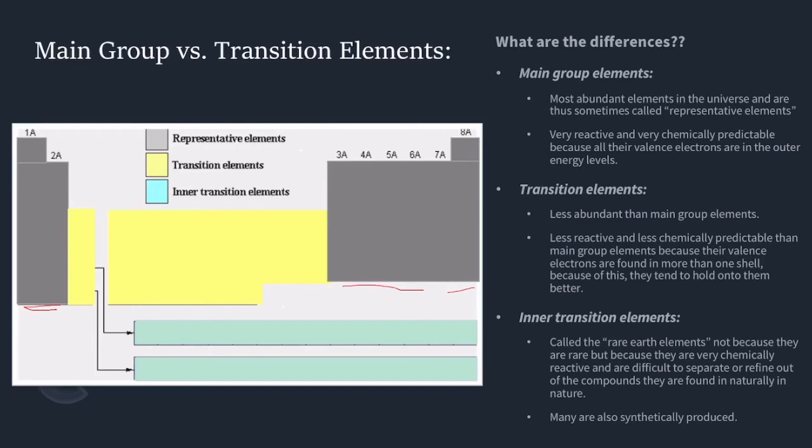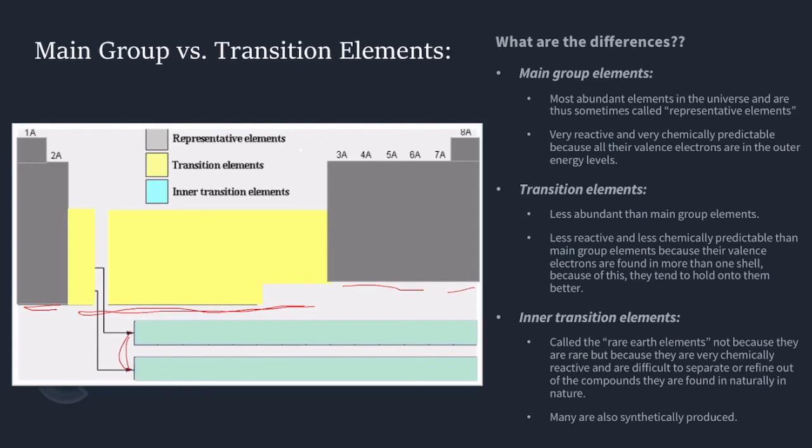The transition elements, on the other hand, with this yellow box right here in the D block, these are less abundant than the main group elements, and they're less reactive and less chemically predictable than main group elements because their valence electrons are found in more than one shell. Because of this, they tend to hold on to them better. So these D block elements will have some d orbital valence electrons. Because those electrons are deeper in another energy level, they tend to hold on to them better and be less reactive.